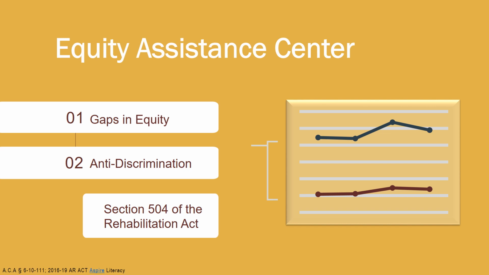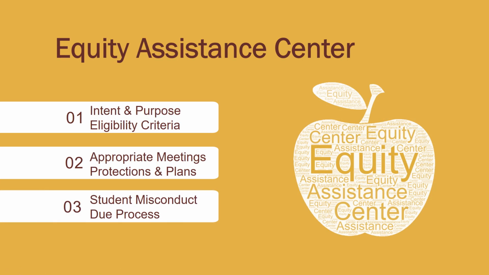In order to treat students fairly and equitably, some adjustments must be made to support their needs. Section 504 is a formal way to achieve fairness and make those adjustments. The Equity Assistance Center assists school systems in identifying gaps in fairness and in their compliance with Section 504. We will discuss the Section 504 federal statute and how it relates to meeting, plans, and due process.